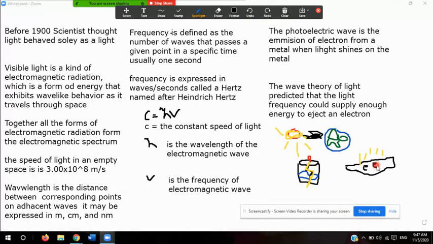So guys, this is a summary of the first couple of pages of this section, the development of the new atomic model. Hopefully this is helpful, and we'll see each other in our next class.